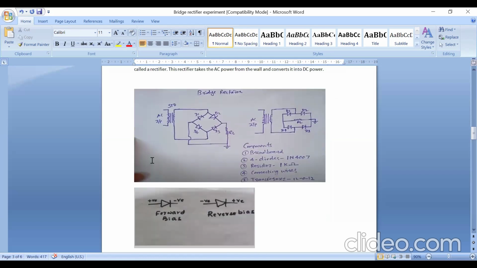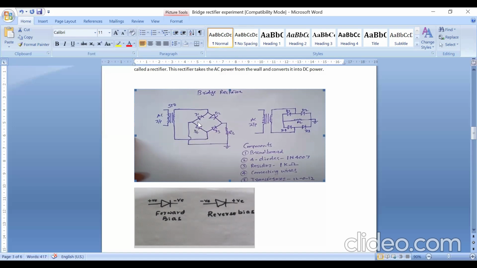So today we are going to conduct an experiment on a bridge rectifier. So why is it called bridge? This rectifier requires 4 diodes. They are connected in the form of a bridge. See, this is in the form of a bridge. D1, D2, D3, D4. There are 4 diodes. They are connected in the bridge format. And we need a resistor to get a DC voltage. So resistor must be connected here.